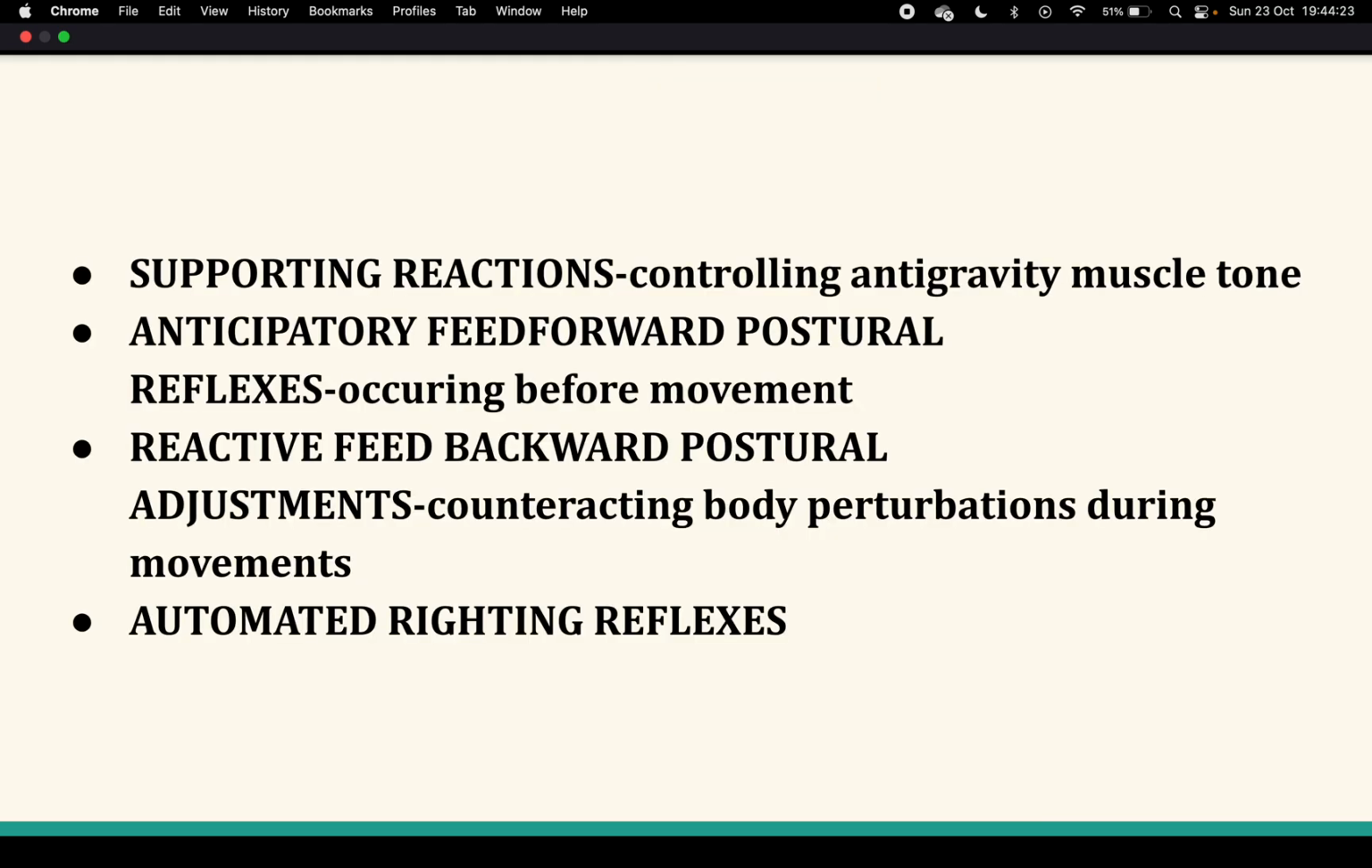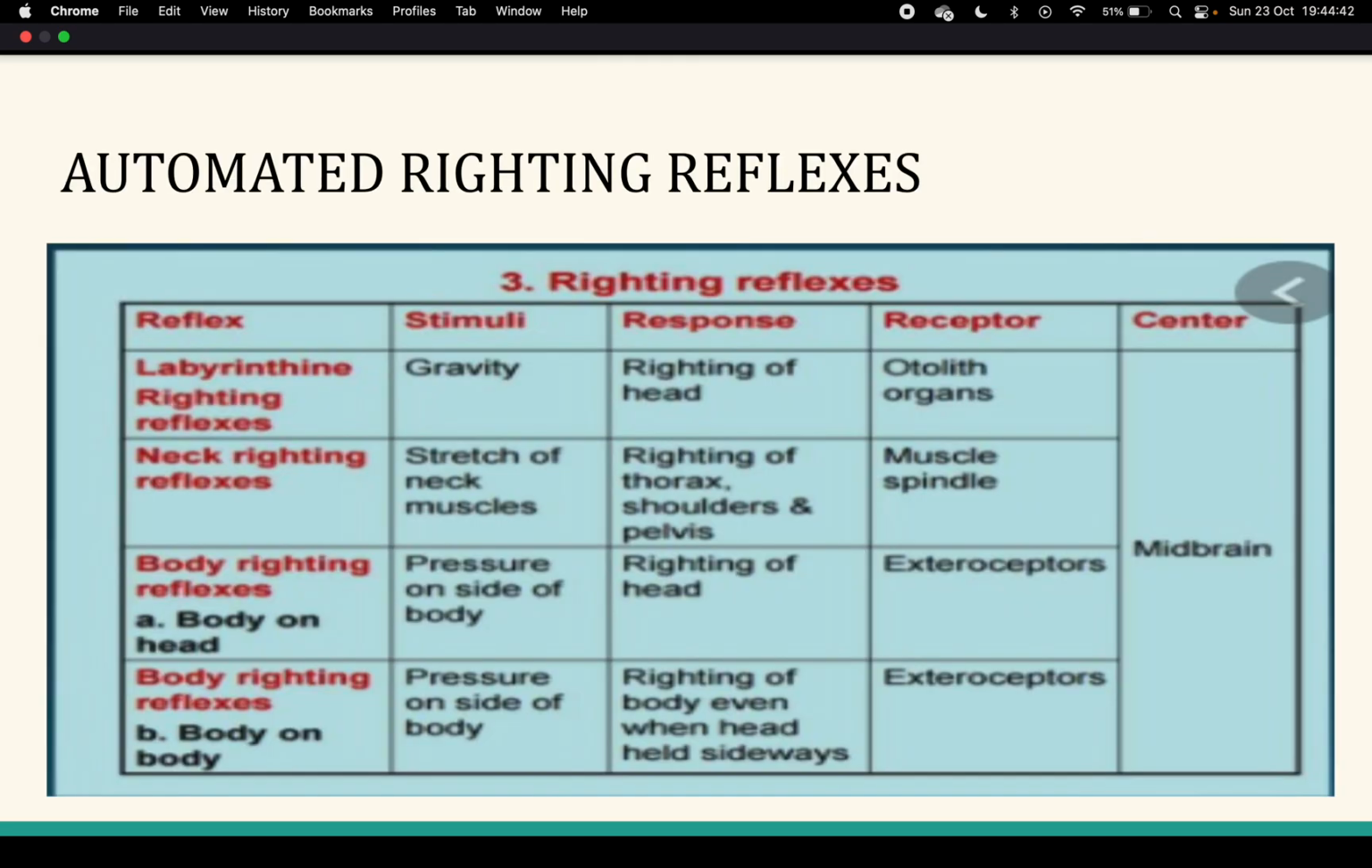Supporting reactions will control the anti-gravity muscle tone. Anticipatory feed-forward postural reflexes occur before the movement, and reactive feed-backward postural adjustments counteract the body's perturbations during the movement. And there are automatic righting reflexes.